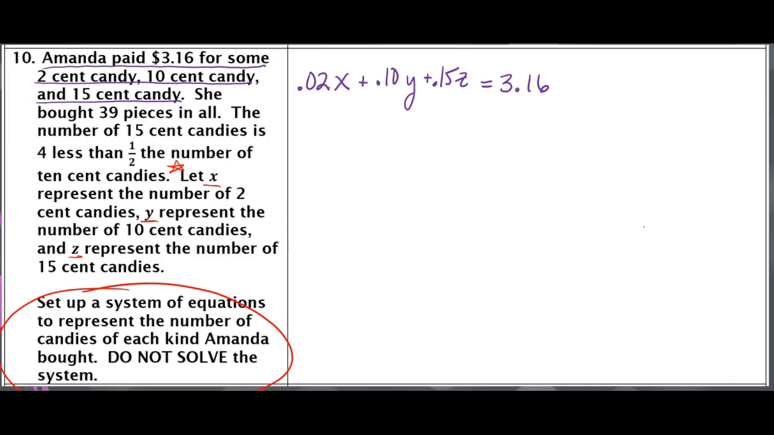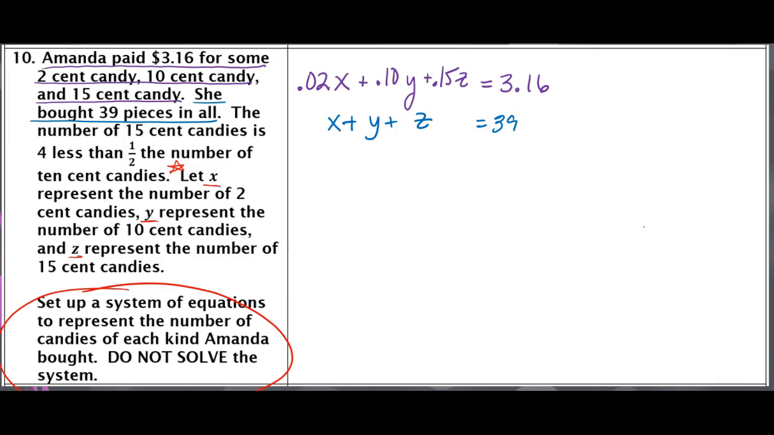The second sentence says she bought 39 pieces in all. Seems like there's not enough information for an equation there, but there actually is. The 39 is your total. That's how many pieces of candy she bought. And all I have to do with my variables is add them up. So if I just do X plus Y plus Z, each of those represents the number of candies of each kind. So if I add up X plus Y plus Z, that gives me my total number of candies.